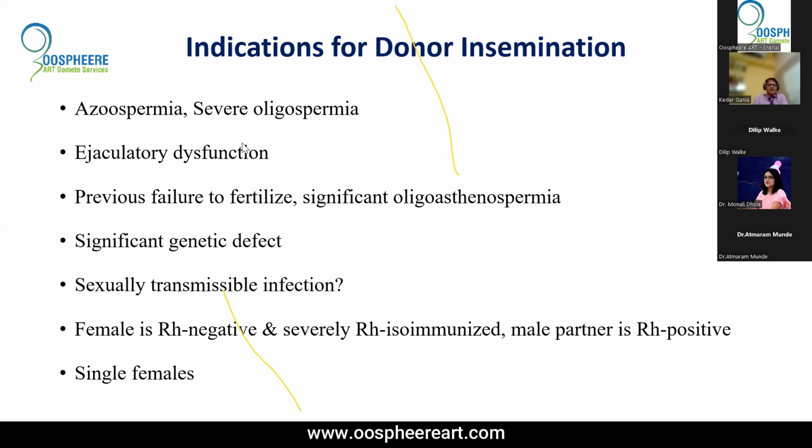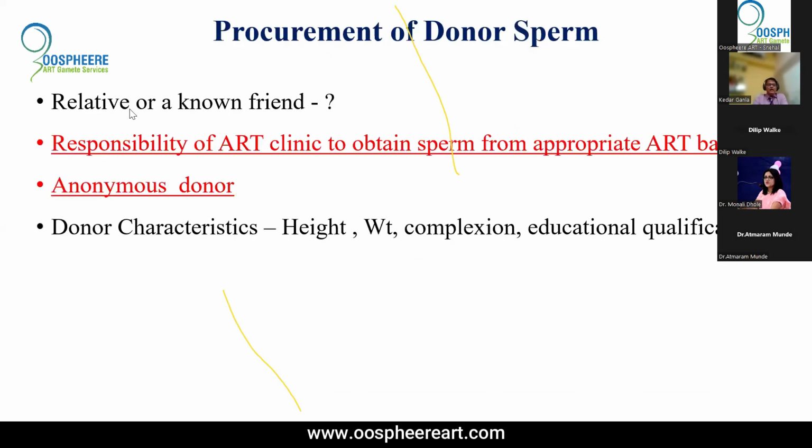Now for donor insemination: azoospermia, ejaculatory dysfunction, failure of severe IVF procedures, genetic defect, HIV positive, Rh negative woman. A relative or known friend, our government says yes. Whether you want to allow, you say yes, but you route the sample through the sperm bank. Don't take it in your clinic.